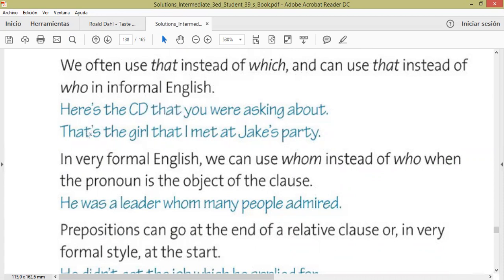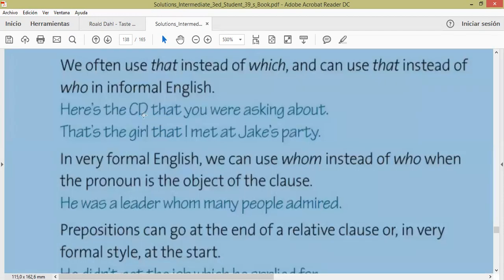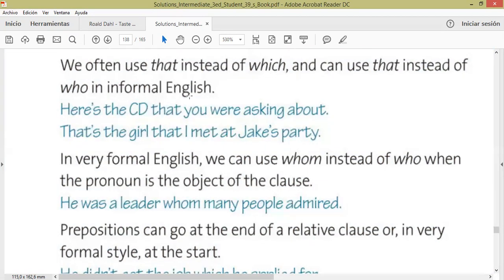Example number 2. That's the girl I met at Jake's party. This is the relative pronoun, that. Instead of using who, I use that. That's the girl that I met at Jake's party. Let's remind that this is in informal English.